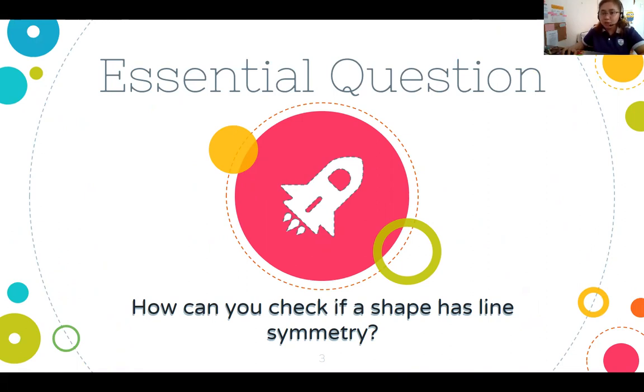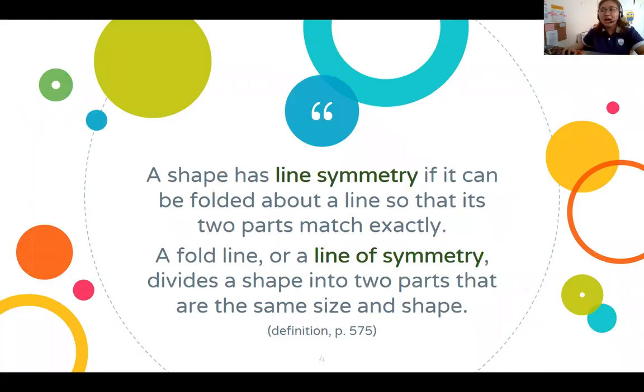For those who don't know yet, to formally define, a shape has line symmetry if it can be folded about the line so that its two parts match exactly. A fold line or line of symmetry divides a shape into two parts that are the same size and shape.